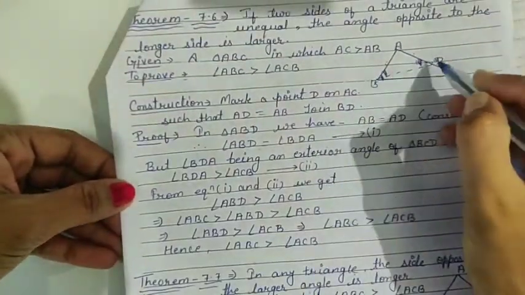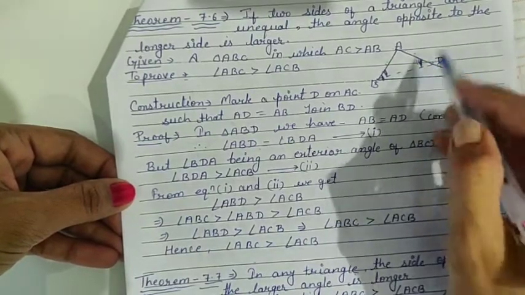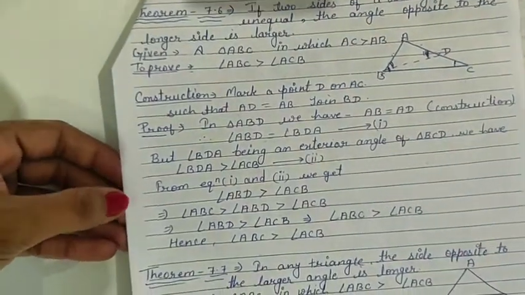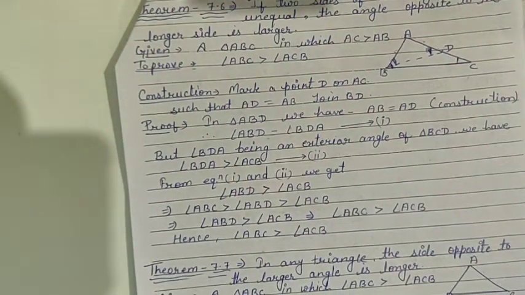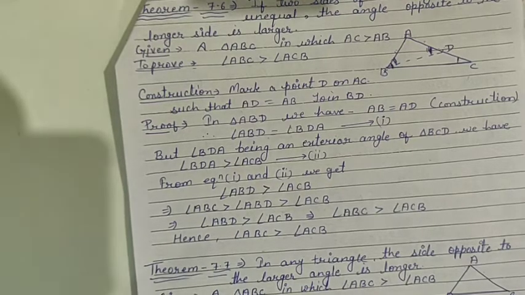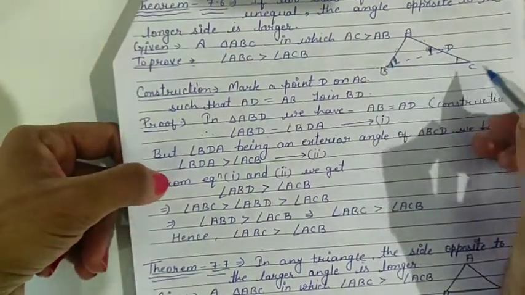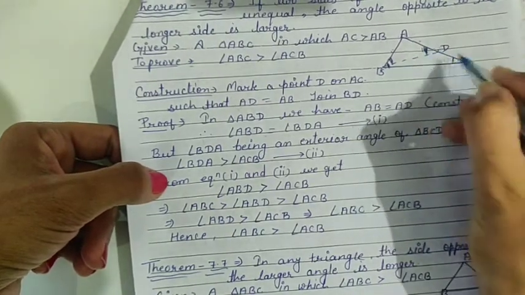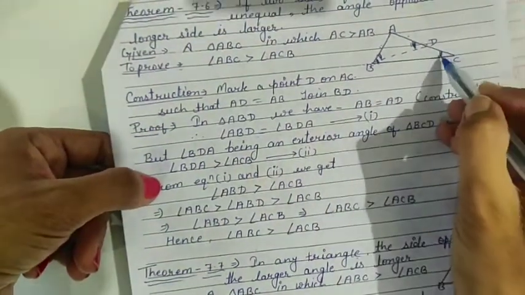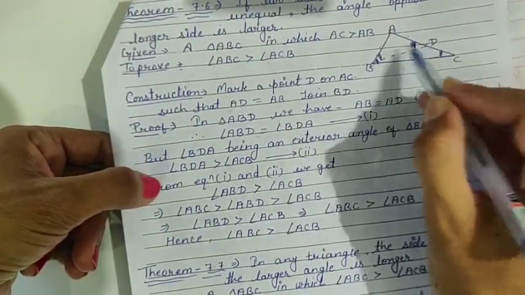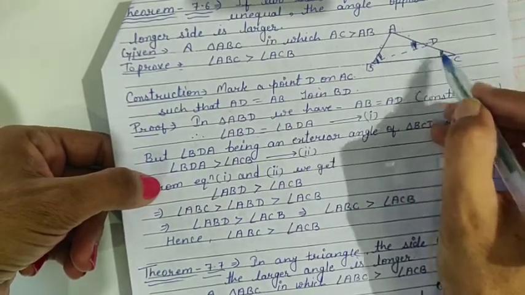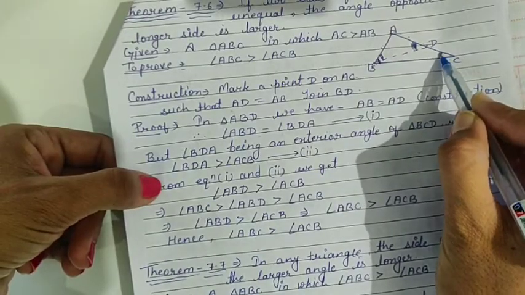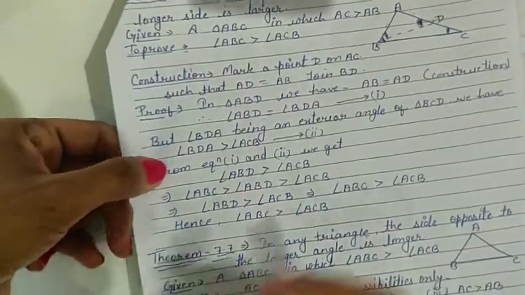But this angle BDA is an exterior angle for triangle BCD, and we know an exterior angle is greater than each opposite interior angle. Then BDA is greater than ACB. This angle is greater than this angle because this is the opposite interior angle of this exterior angle. So BDA is greater than ACB. This is equation number 2.